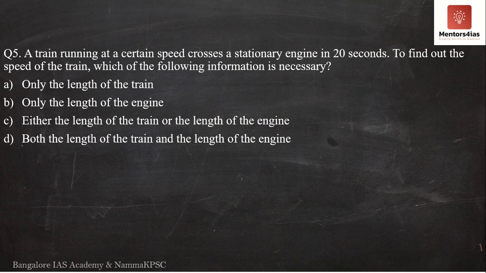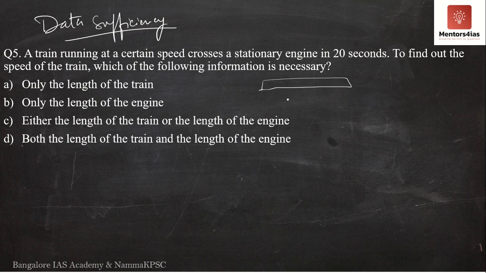Next question. Question number 5. Now, question number 5 says a train. Now, this is nothing but your data sufficiency. Question number 5 says a train running at a certain speed crosses a stationary engine in 20 seconds. So there is a train running at a certain speed. It takes 20 seconds to cross an engine. To find out the speed of the train, which of the following information is necessary?